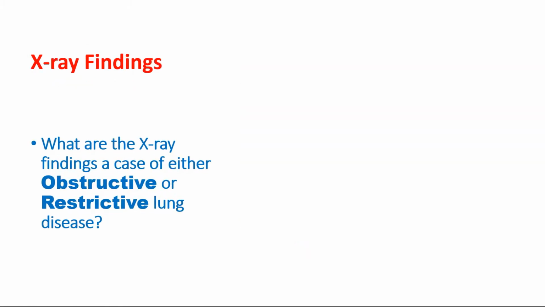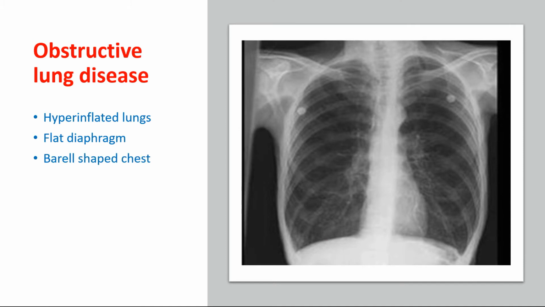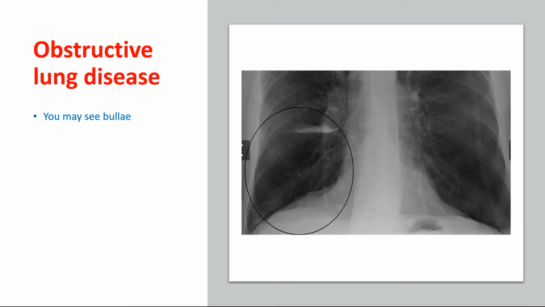X-ray findings. What are the X-ray findings in obstructive and restrictive pulmonary diseases? Let's see in obstructive. Obstructive means the lung is hyperinflated with air. So the lungs are big and it compresses the diaphragm, pushing the diaphragm downward. So you can see flat diaphragm here. The diaphragm is flat. So you can see hyperinflated lungs, flat diaphragm, and barrel-shaped chest. And you may see bullae and you may see pneumothorax.